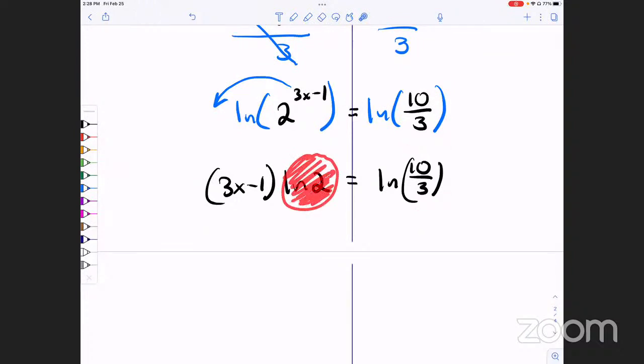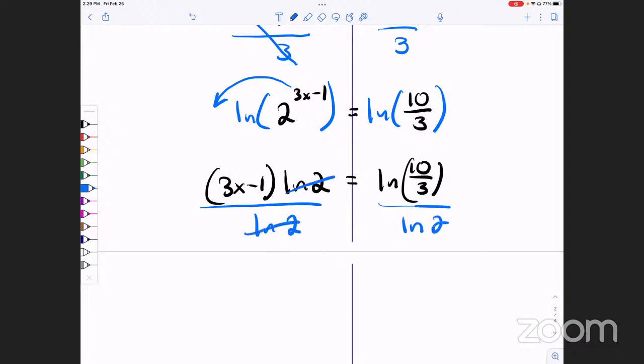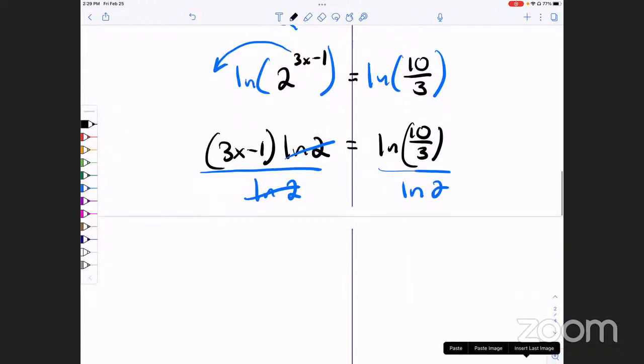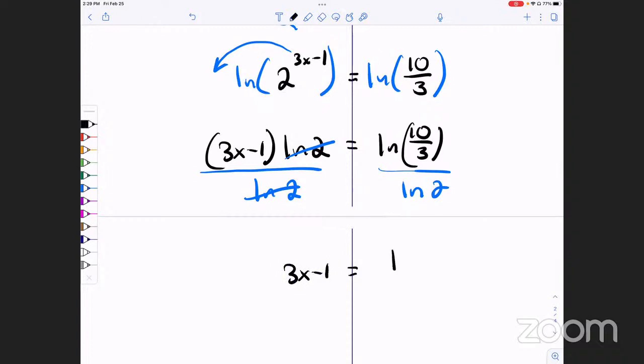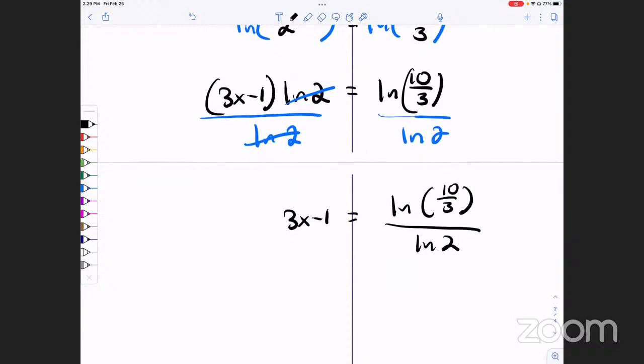If we're still moving things away from our variable, we want to move this number, whatever it is, to the other side. We don't have to know what that number is to be able to use it. Since we're multiplying by the natural log of 2, to undo multiplication we divide by the natural log of 2. A number divided by itself is 1. So now at this stage, we have 1, and on the right, we still have the natural log of 10 over 3 over the natural log of 2. I think the hardest part is over.